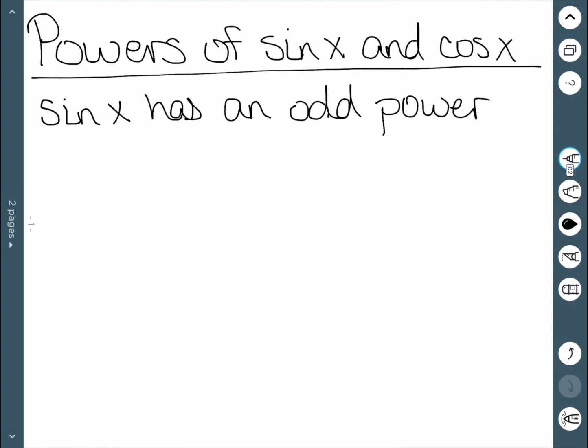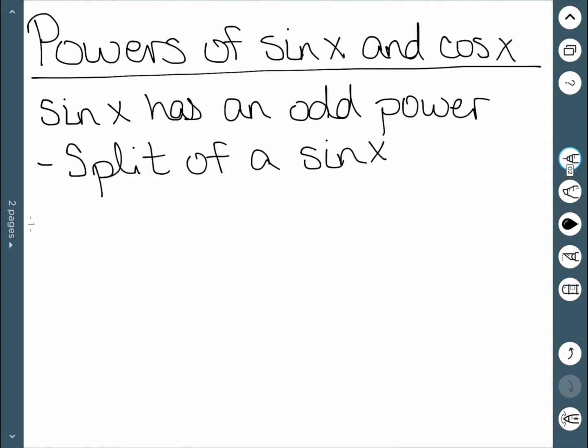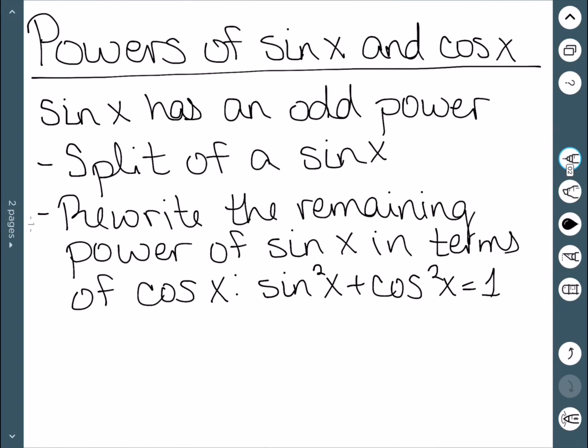Our first strategy will be when the exponent of the sine x is an odd exponent. So things like sine cubed, sine to the fifth, sine to the seventh, etc. The first thing we'll do is split off a sine x. So for instance, if we had a sine cubed, we'd rewrite it as sine squared times sine. We basically just want to take one of those powers of sine and write it separately. The second step is to rewrite the remaining power of sine in terms of cosine, and we do this by using our Pythagorean identity: sine squared plus cosine squared equals 1. Finally, we'll do a u substitution where u is equal to cosine x.